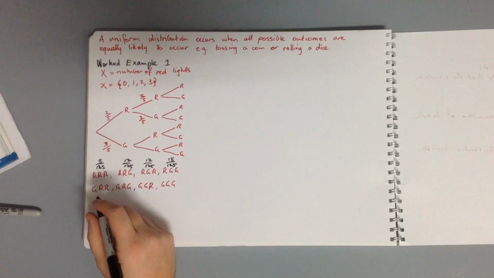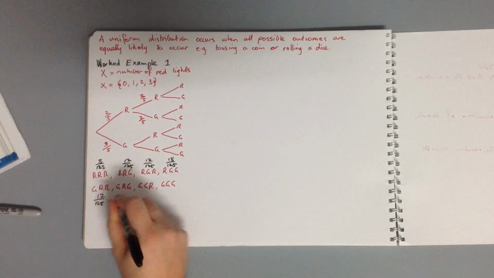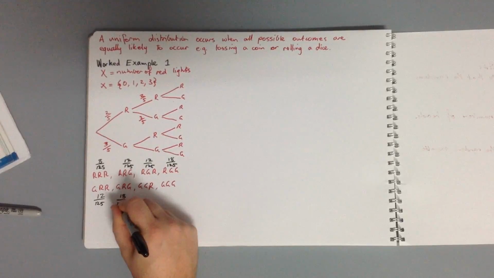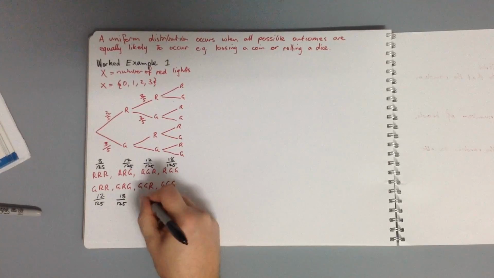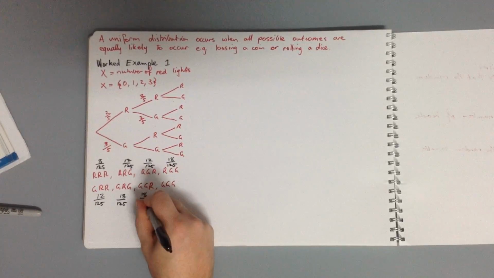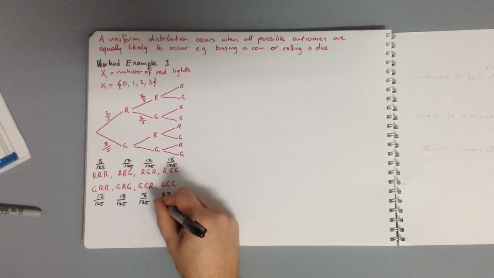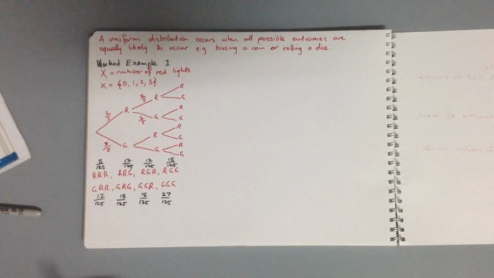Okay, our red, green, green is 18 on 125. Our green, red, red is our 12 on 125 again. Our green, red, green is 18 on 125. Okay, our green, green, red is also 18 on 125. And our green, green, green is 27 on 125. Okay, so they're just our probabilities associated with each one.